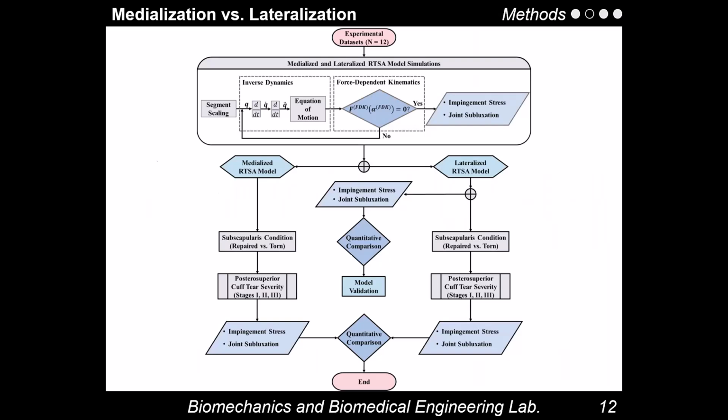The overall simulation process for the musculoskeletal model is illustrated in this workflow. First, each musculoskeletal model for both medialized and lateralized RTSA was developed by incorporating its prosthetic bone geometry into a previously validated anatomic shoulder model. Second, 12 human in vivo experimental datasets were used as consistent input for both RTSA models. Third, segment scaling was performed using parameter identification to minimize discrepancies between model and experimentally recorded marker trajectories.